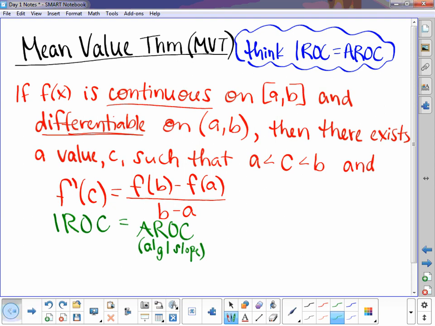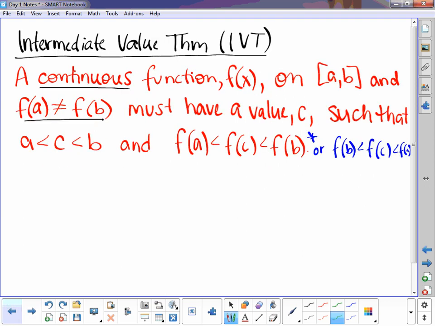Alright, so intermediate value, as long as it's continuous with different endpoints, then there's a value somewhere within the interval for the Y value within its interval.